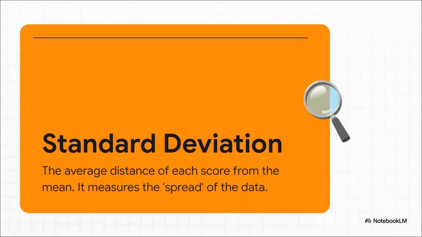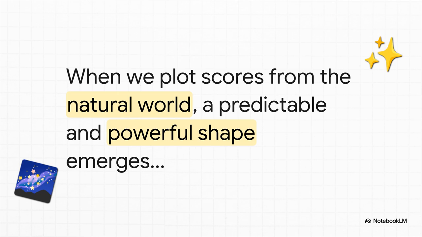Next up, our map needs a scale. We need a way to measure distance. And that's where the standard deviation comes in. It basically tells us, on average, how far each score is from that center point, the mean. So a really small standard deviation means all the scores are bunched up together, while a big one means they're really spread out. And here is where the magic happens. When you measure almost anything in the natural world, I'm talking height, weight, test scores, you name it, and you plot all those data points on a graph, this beautiful, predictable, and really powerful shape starts to emerge.